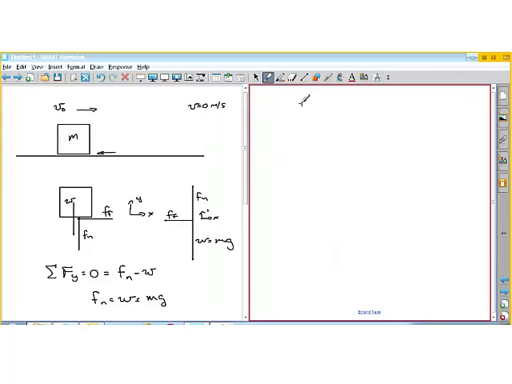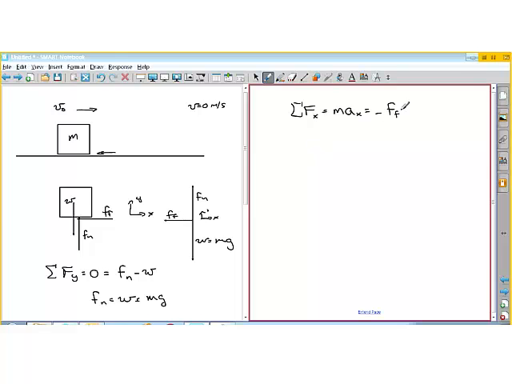Now in the x direction, because we do have movement, it's going to move and then it's going to stop. We have some kind of acceleration causing it to stop. So we have the mass times the acceleration in the x direction. That's the right side. The left-hand side is the sum of the forces, and the only force we have is the friction force, but it's going in the negative x direction.